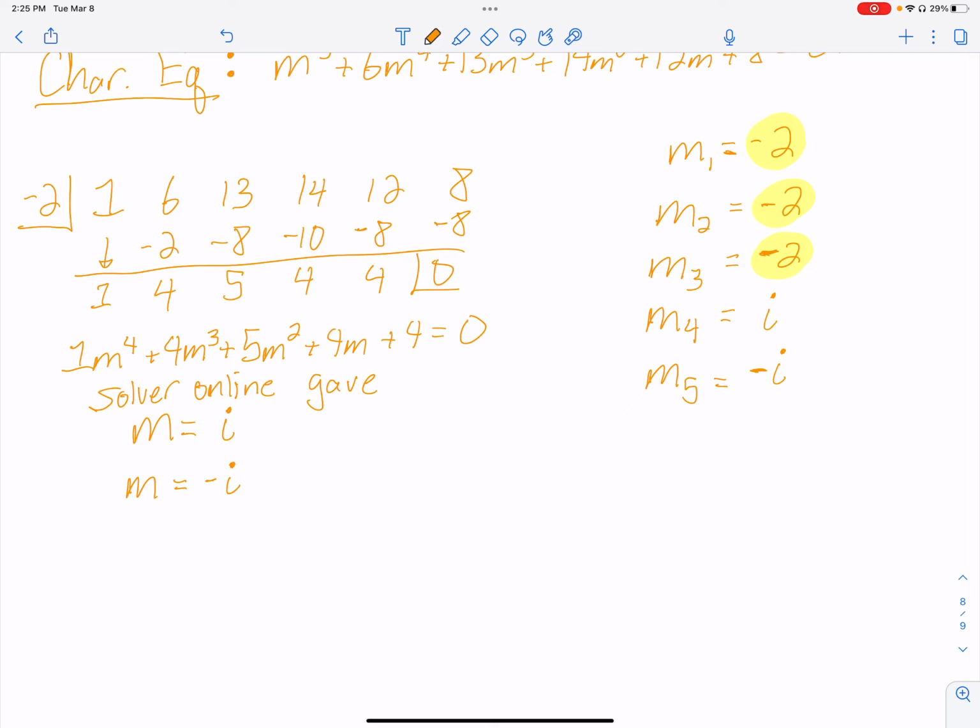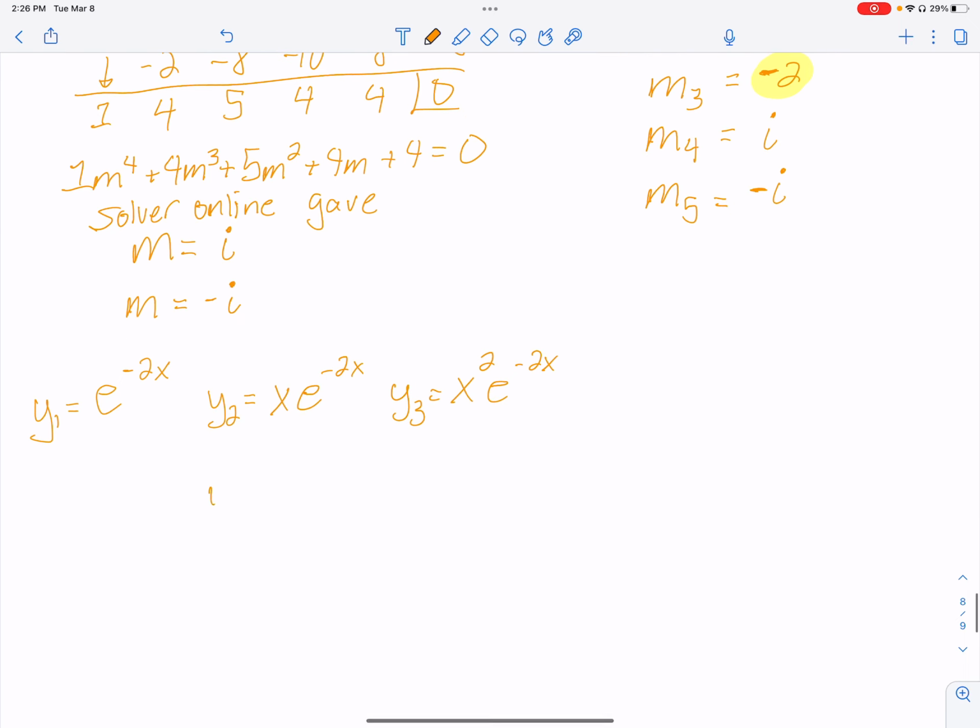Now what that gives me, if I'm writing out these answers, I got y1 equals e to the -2x. Then I have y2 equals, let me scoot these over, x e to the -2x. And then since it repeats 3 times, I got x squared e to the -2x. I also have y4 and y5. I'm going to go down because I need more room. This is going to be e to the 0x times cosine 1x.